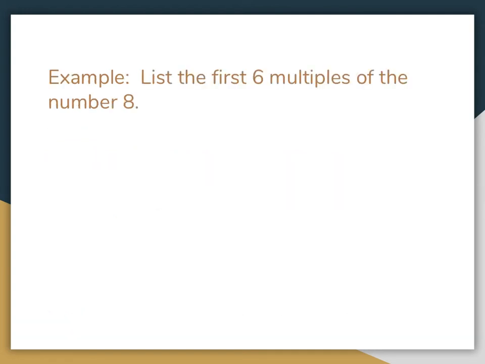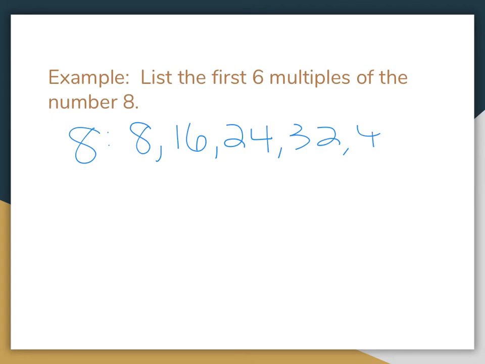Here's an example. We'll list the first 6 multiples of the number 8. So here's 8. Now, to find the multiples of 8, I simply multiply 8 by the counting numbers. 8 times 1 is 8. 8 times 2 is 16. 8 times 3 is 24. 8 times 4 is 32. Let's see, that's 1, 2, 3, 4. 8 times 5 is 40. And then finally, 8 times 6 is 48. That's it. That's the first 6 multiples of the number 8.